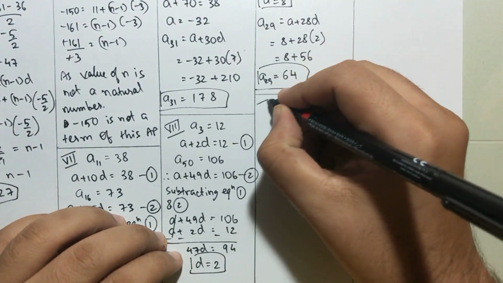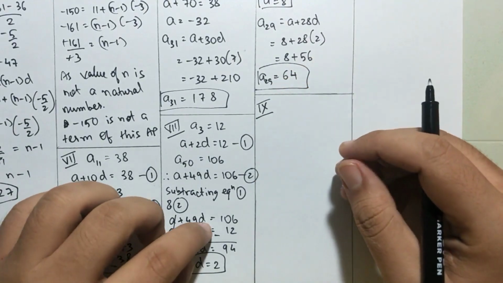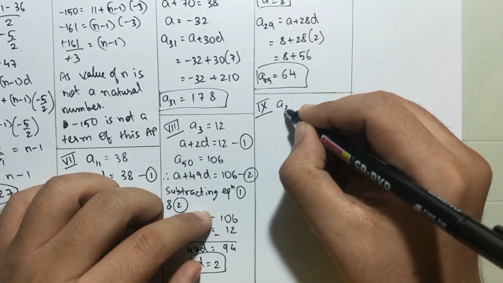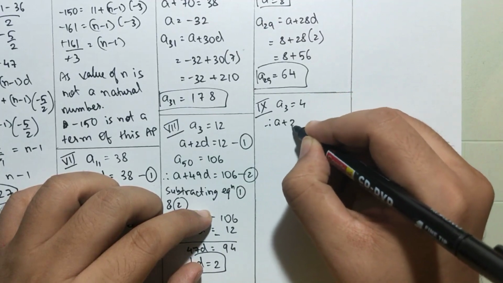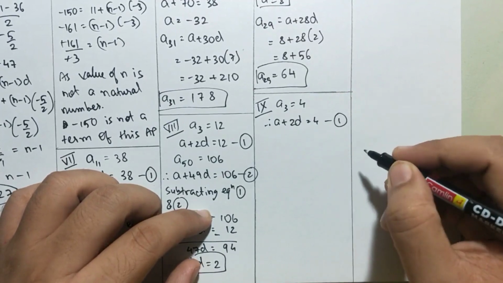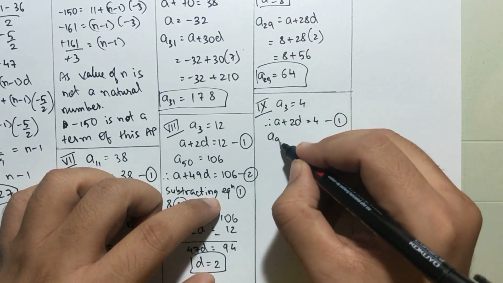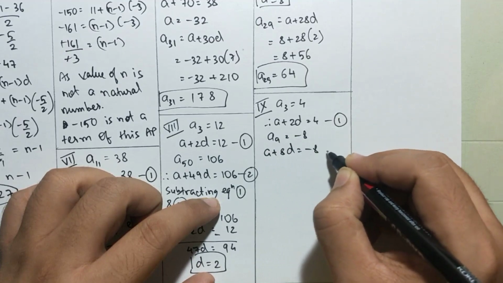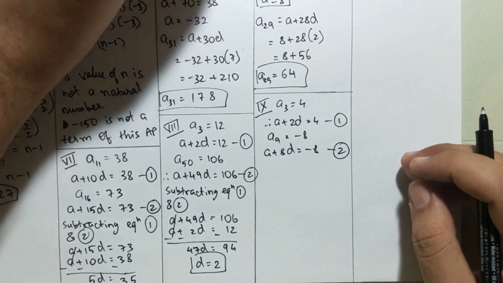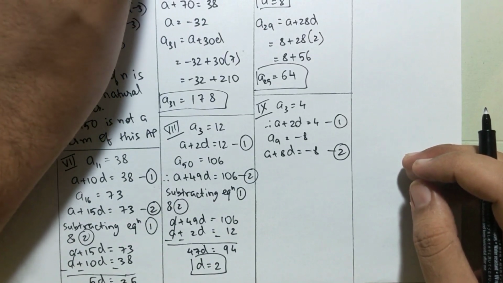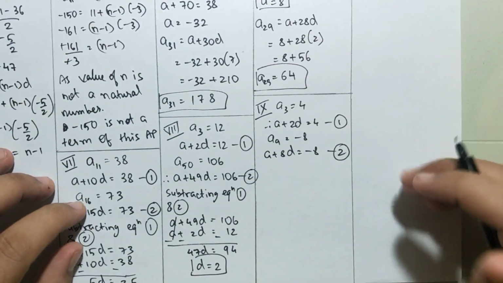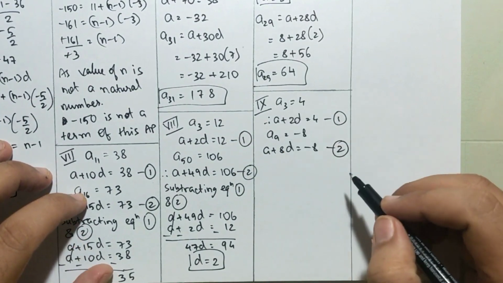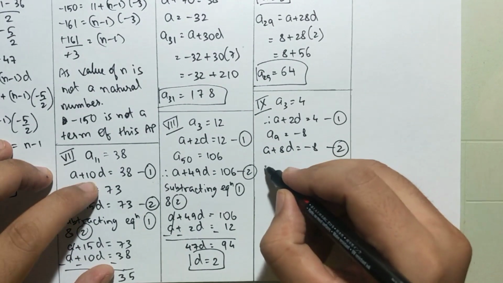Ninth sum. If the third and the ninth term of an AP are 4 and minus 8, third term is 4, that is a plus 2d equals 4. This is my first equation. And the ninth term, a of 9, is given minus 8, that is a plus 8d is minus 8. This is my second equation. Which term of the AP is 0? It means the value of a n is given as 0 and you have to find n. So first of all, let us find a and d from these two equations.